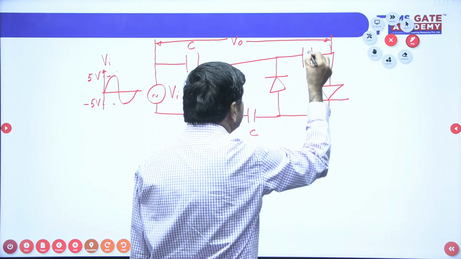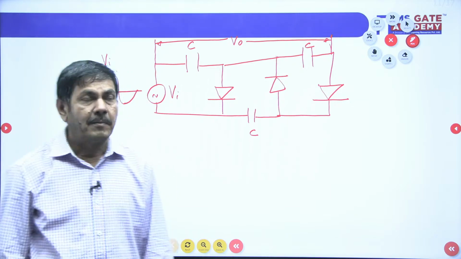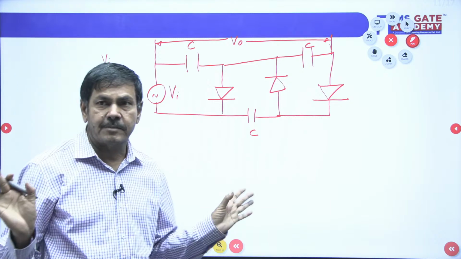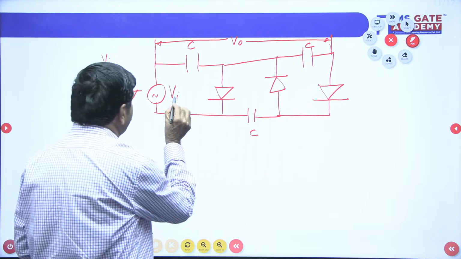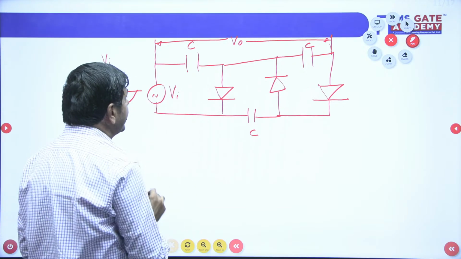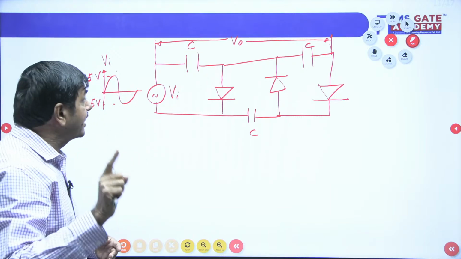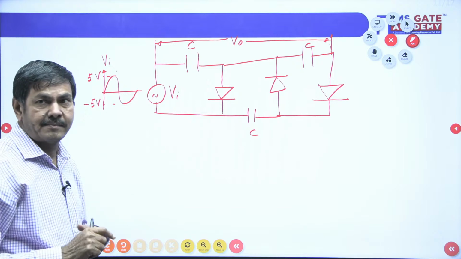I want voltage in between these 2 points. But how can we find this V0? In a simple way I will explain, so everybody can understand easily. If I connect the Vi here, what is going to happen? Always remember, the first capacitor will be charged to the maximum voltage.